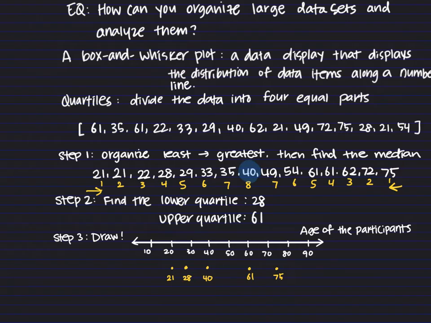Now, what I'm going to do after this is connect the last two and then the first two. That indicates that the range of this whole data set is from 21 all the way to 75. And then you're going to make a box that connects 28 and 61, and then 40 in the center. So you're going to make a box, and remember you have these lines going through the middle of these dots.